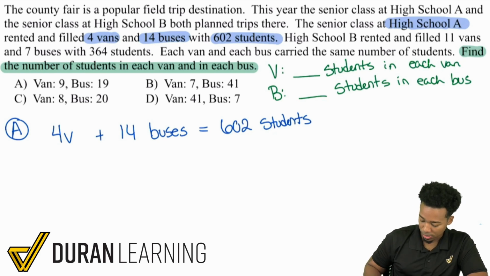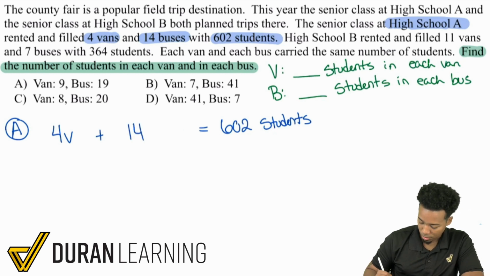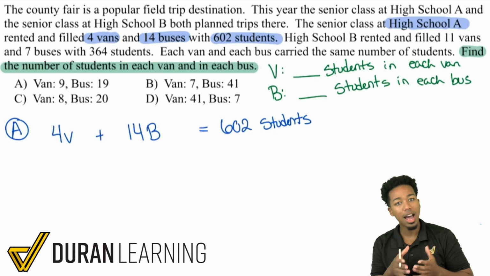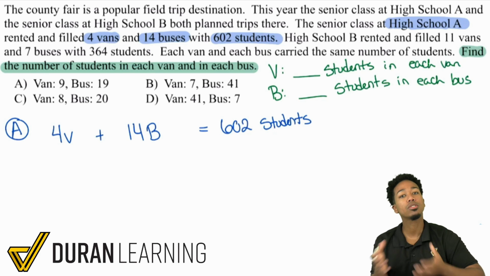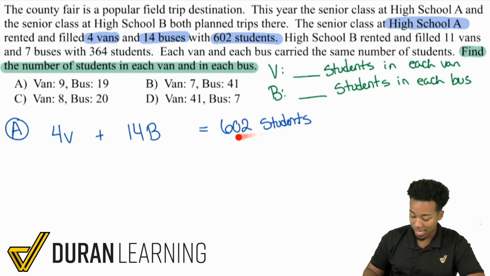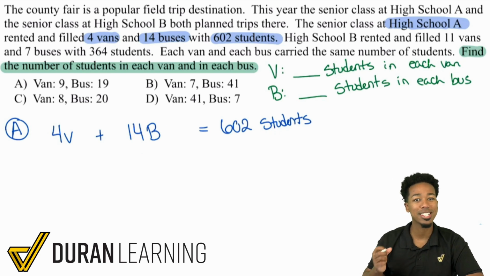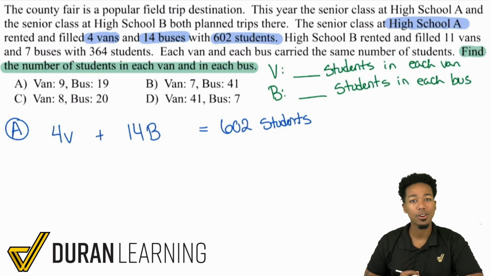Same thing with the 14 buses. We have 14 buses, and that'll end up being 14B. And I'll use the capital B like I had before. 14B because, again, you have B students in each bus. 14 times B, or 14 buses times the number of kids in each bus, gives you the total number of students. And again, this is the total number of students, 602. All the students in the vans for high school A plus the students in the buses gives you the total of 602. We have to be able to set up these equations. And again, if you're unfamiliar with this idea, go back to that video where I go over how to set up equations.